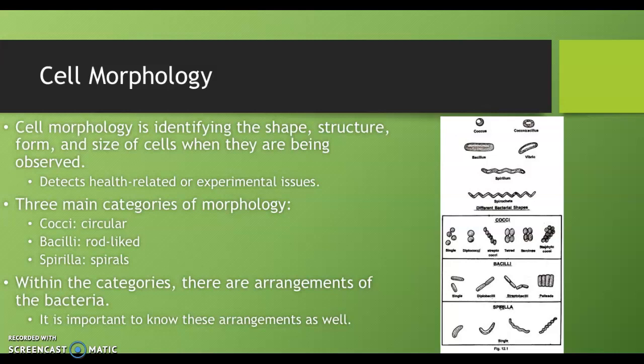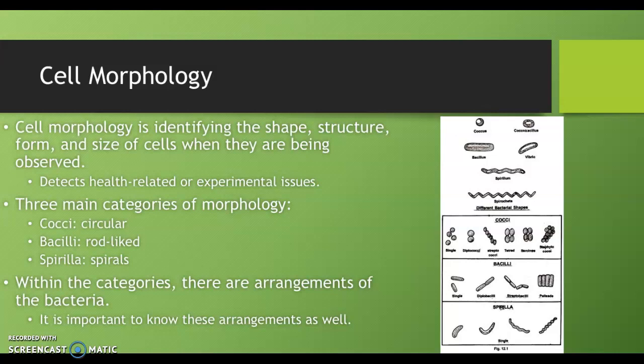Within each of these categories, there are arrangements. Cocci has single, diplococci, which is 2, streptococci, which is a lot in a row, tetrad and sarcinae, which is 4, and staphylococci, which is a large cluster. Bacilli has single, which is alone, diplobacilli, which is 2, streptobacilli, which is multiple in a row, and palisade, which is a large cluster. Spirilla only has single arrangements.